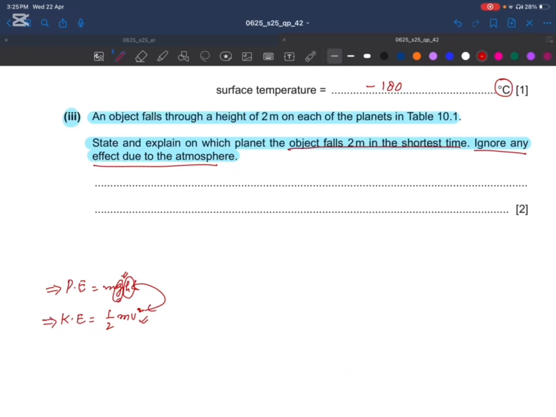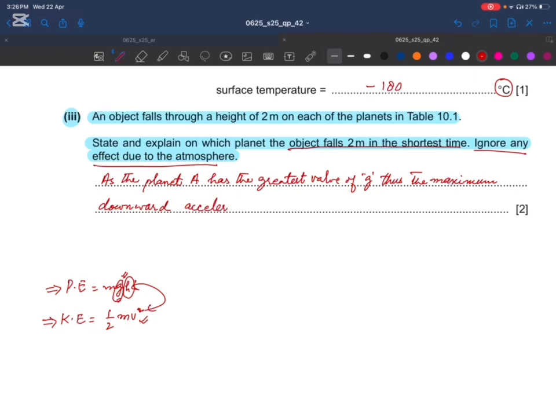So these are a few things you can write here: the planet A has the greatest value of g, gravitational field strength, thus the maximum downward acceleration, meaning velocity change will be the highest, and downward acceleration will be the maximum.